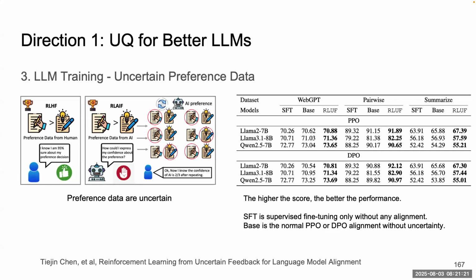Instead of just using 0 and 1 preference data, they assign each preference data a confidence score or uncertainty score, changing the preference data from 0 or 1 into a scale between 0 and 1. Then they compare this method with existing uncertainty-based preference data, with supervised fine-tuning, and using PPO-based or DPO-based methods. You can see that they show consistent improvements.